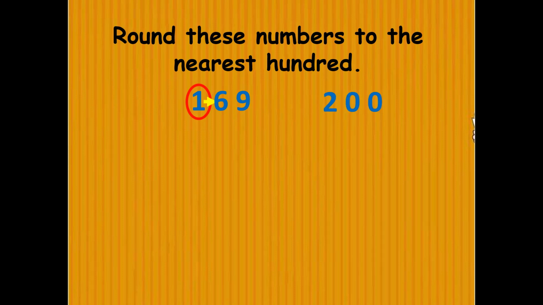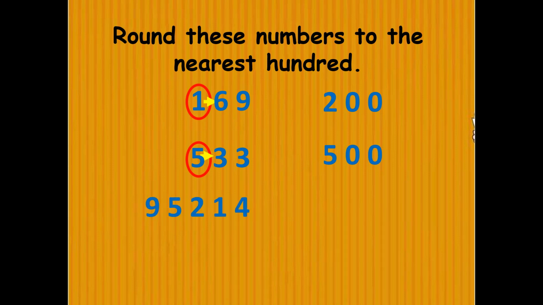Example number 2, 533. Digit 5 is in the hundreds place. Circle 5. The next digit is 3. Round up or round down? The answer is round down. So the answer is 500.